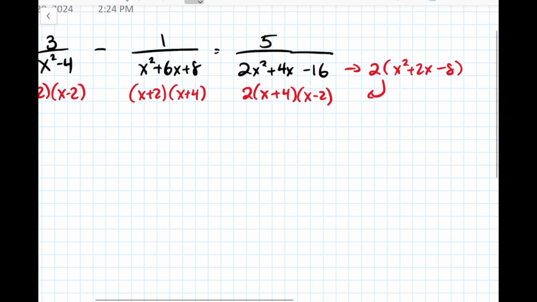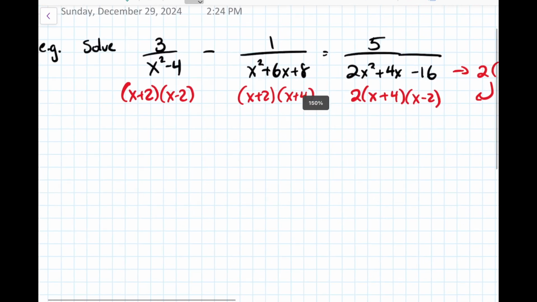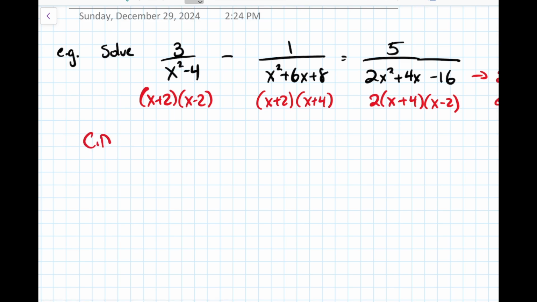And so if we look at all of these, there's a lot going on here. Our common denominator is going to have an x plus 2 and an x minus 2 because we already had those in our first fraction. If we look at the second fraction, we still have an x plus 2, but we do need an x plus 4. And then if we look at our third fraction, we've got an x plus 4, we've got an x minus 2. Those are both good, but we do need that 2 that we pulled out as a common factor. And so that is my common denominator.